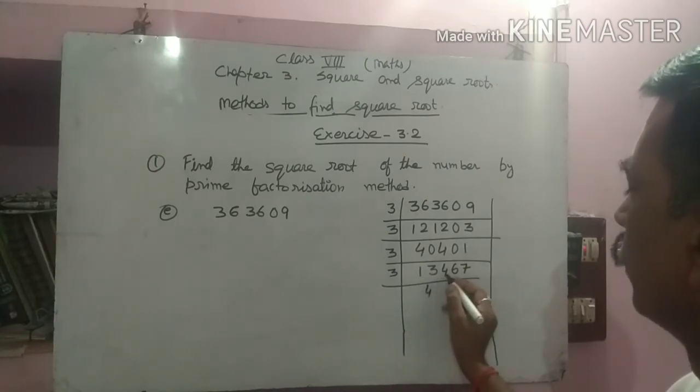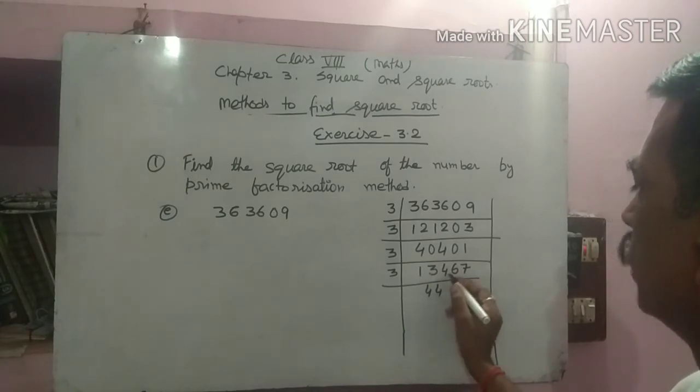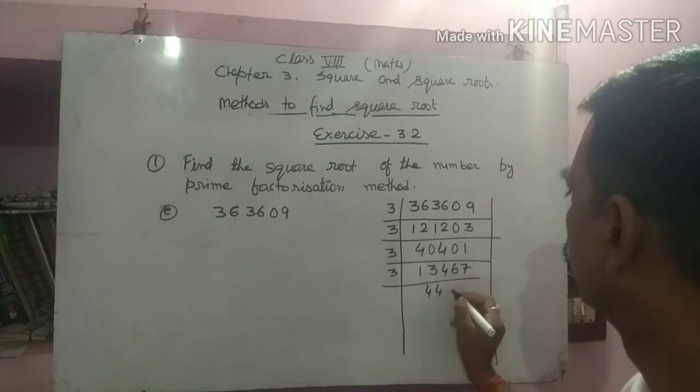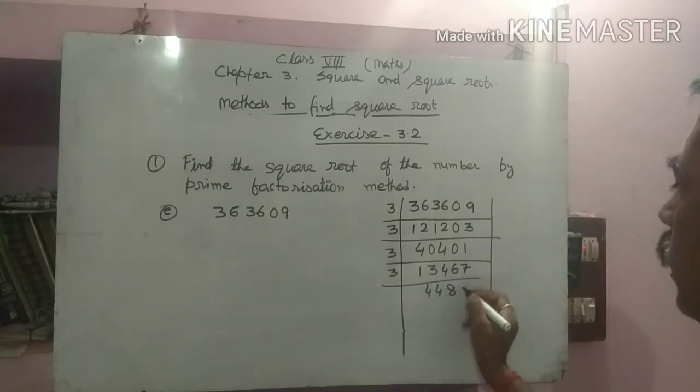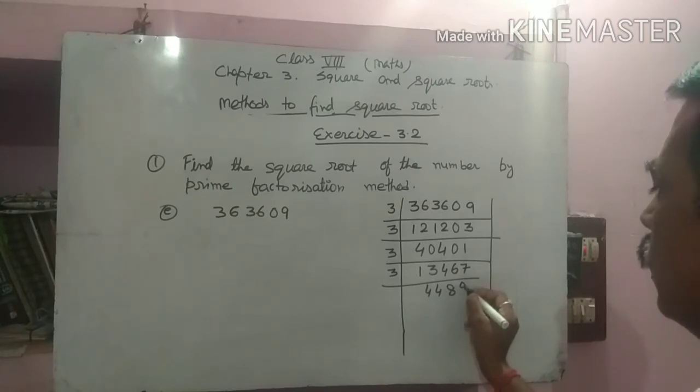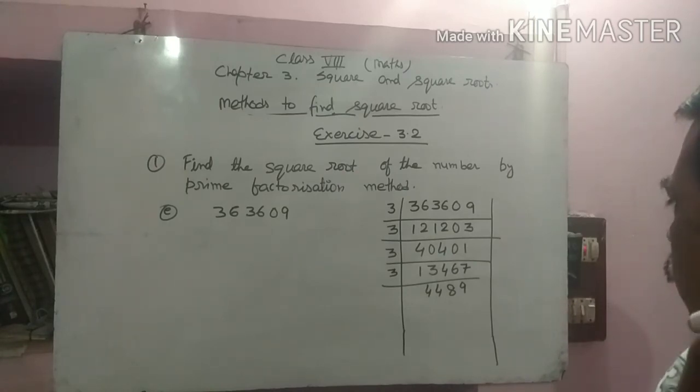So 3 4s are 12, so it becomes 14. 3 4s are 12, so it becomes 26. 3 8s are 24, so it becomes 27. 3 9s are 27. So now the problem begins.